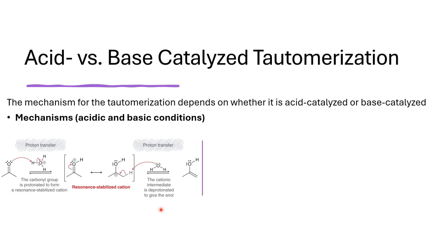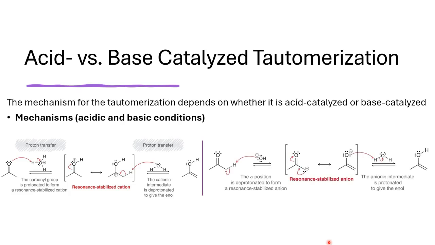Under basic conditions, in the first step, the alpha position is deprotonated by the base to form a resonance stabilized anion. This anionic intermediate at the end may be protonated to give the enol.